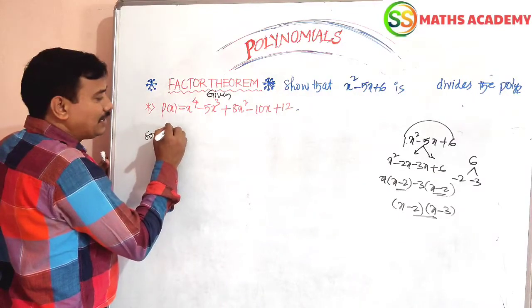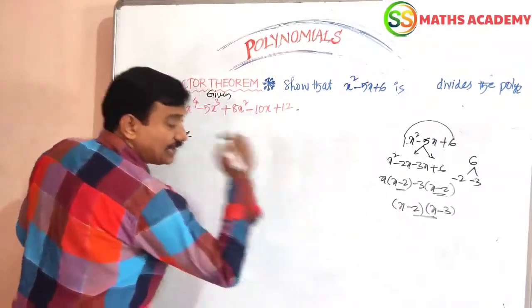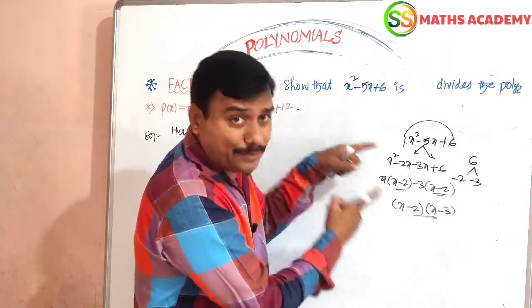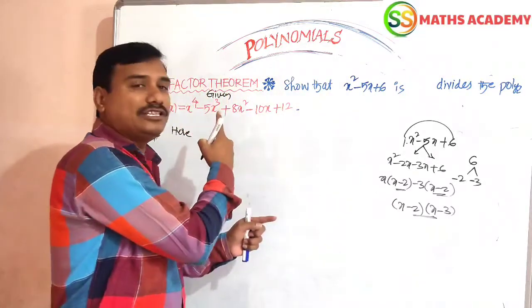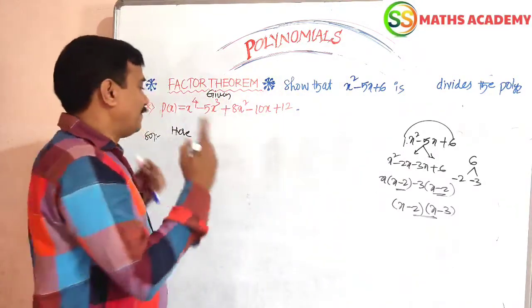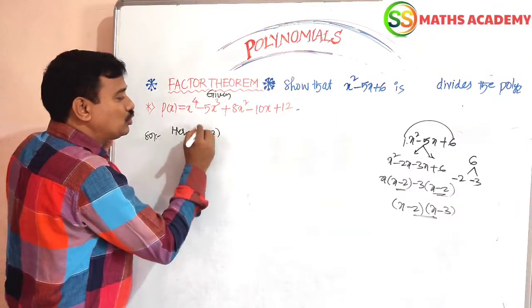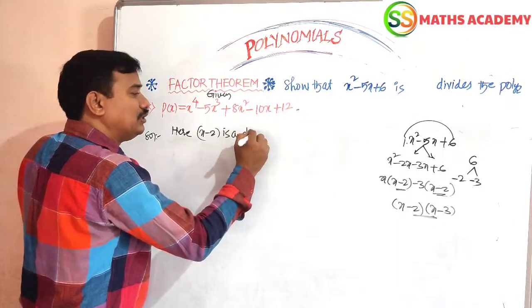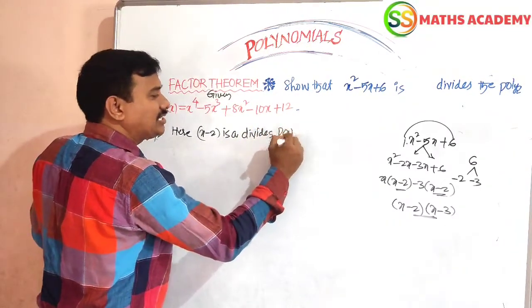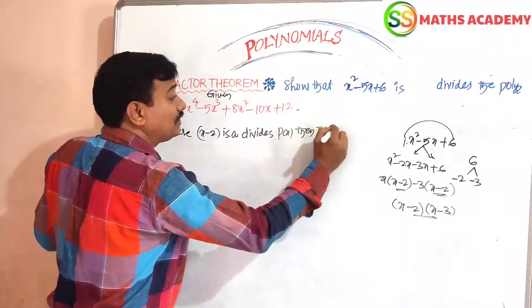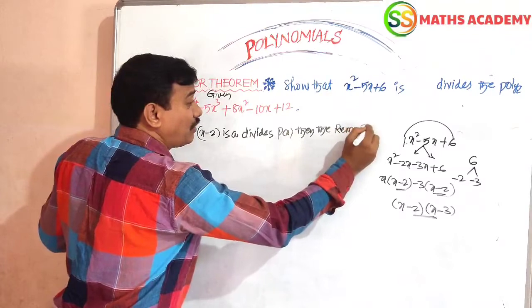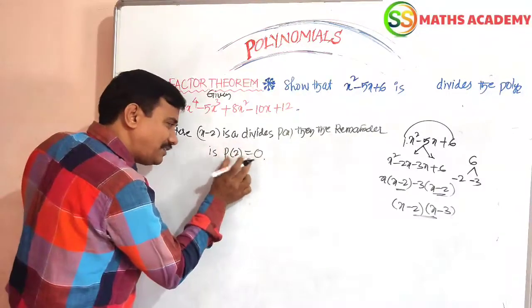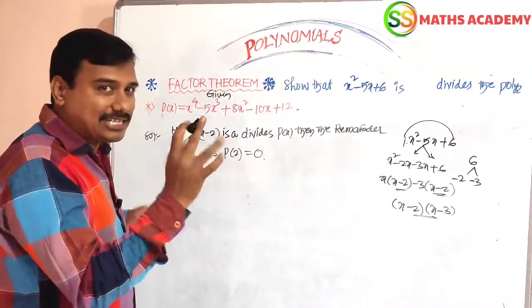Here, the first factor I am going to take. When the quadratic polynomial is given, we have to find the factors separately. Each factor we have to substitute in the polynomial, then only we will get the answer. Now here x minus 2 is a factor or divisor. If x minus 2 divides p of x, then the remainder, friends, you should write this statement compulsorily, is p of 2 equals 0. Compulsorily we should get remainder 0. Then only our answer is correct.